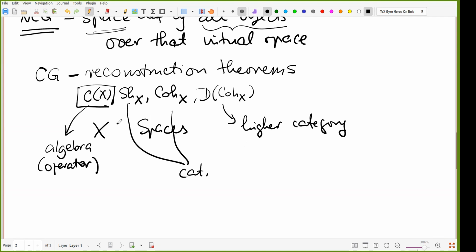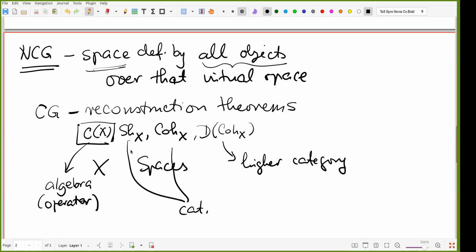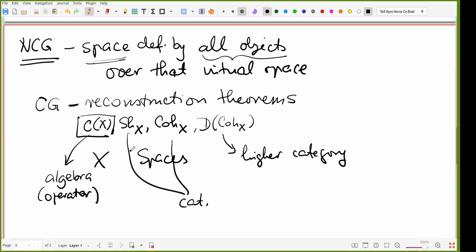Then you have reconstruction theorems in non-commutative geometry, like the Gabriel-Rosenberg theorem, which reconstructs a scheme from the category of quasi-coherent sheaves. Then sometimes you can do it from the derived category of sheaves. You have the Bondal-Orlov theorem, for example, and so on. So space is defined by such things.